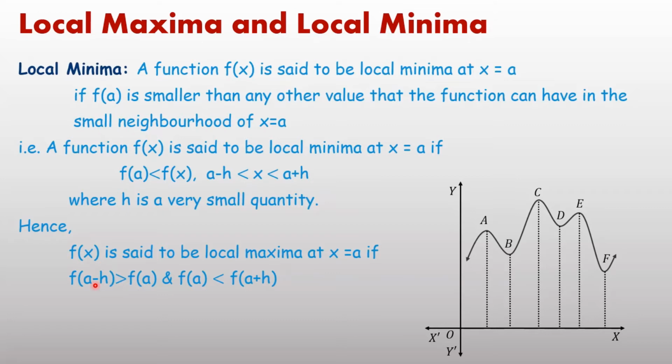Means the value of function at a point a minus h, something less than b, is greater than f(b). And after point b, again its value will be greater than f(b). Means in a small interval, the value of function at b is smallest. Then we can say at point b, function is minimum. Similarly, point d, in a small interval if we check, then it is a point of local minimum. Similarly, f is also a point of local minimum.